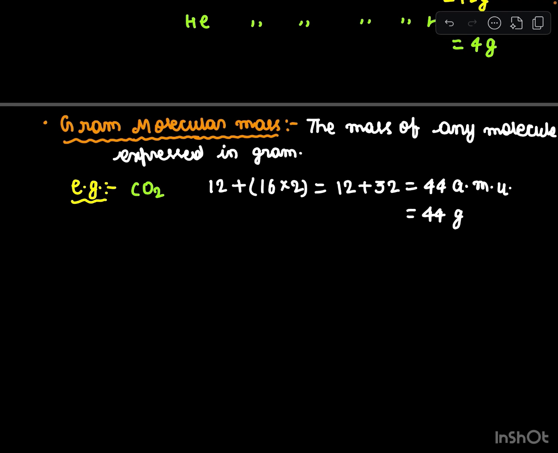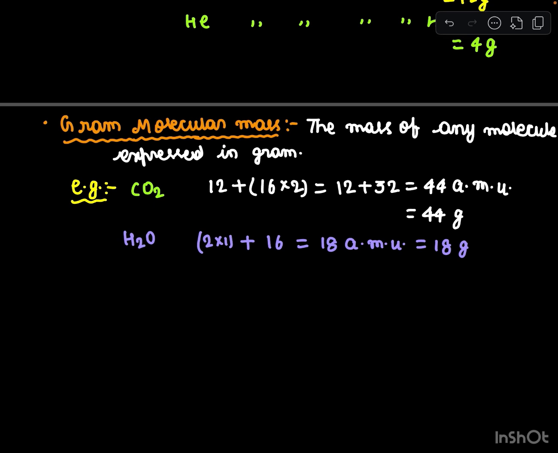Another example is H2O. Its molecular mass: 2 hydrogen atoms, so 2 into 1, plus 1 oxygen atom, 16, is equal to 18 mu. That means we can also express it as 18 gram. That means the gram molecular mass of H2O is 18.